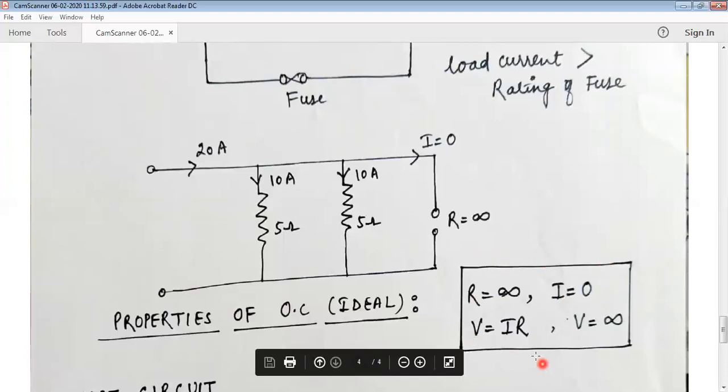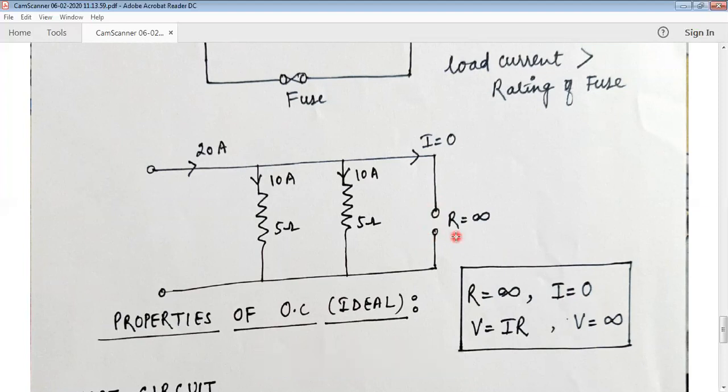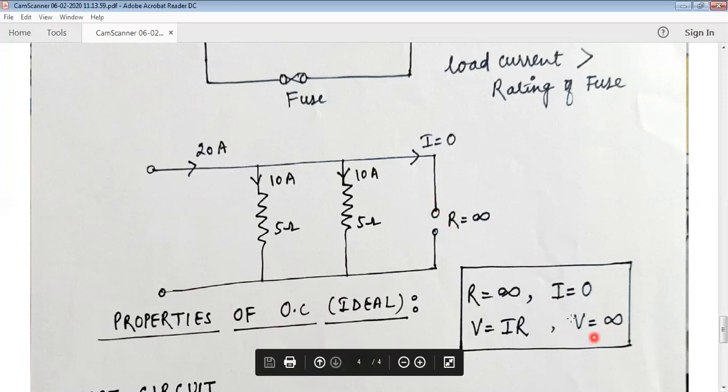Clear? If two points are open circuited means no current is flowing from this point to this point. If no current is flowing, then I will be equal to 0. But one potential is at this point, another potential is at this point. So ideally there is a potential difference, and ideally that potential difference is infinite, maximum. Clear? So current will be minimum, voltage will be maximum. If current is minimum means resistance is maximum, because resistance always opposes the flow of current. So resistance will be maximum. So ideally these are the properties of open circuit.